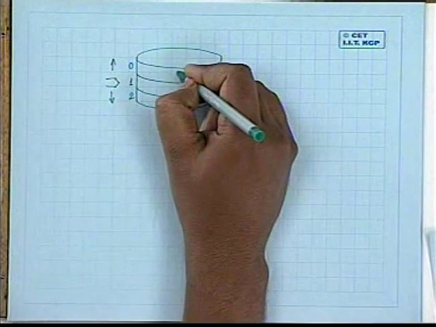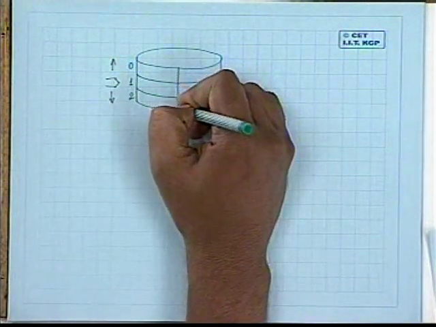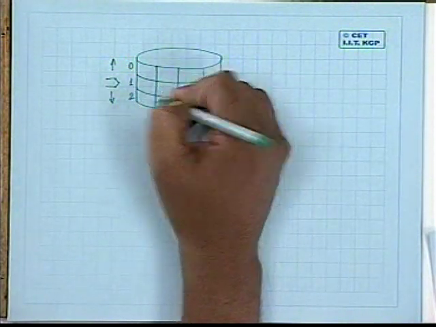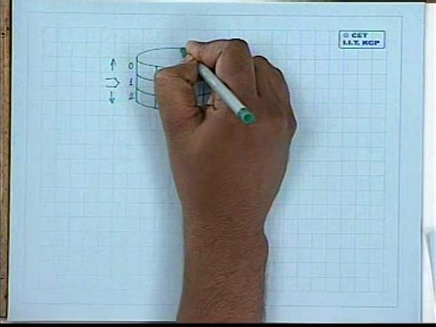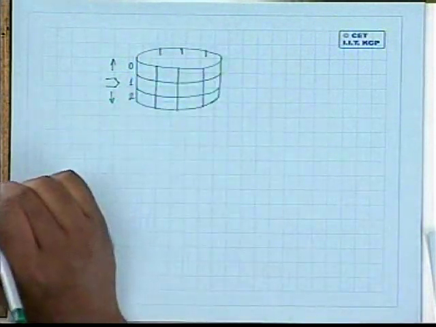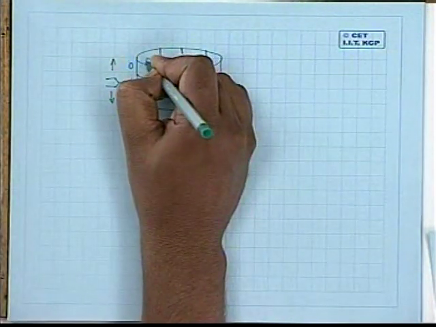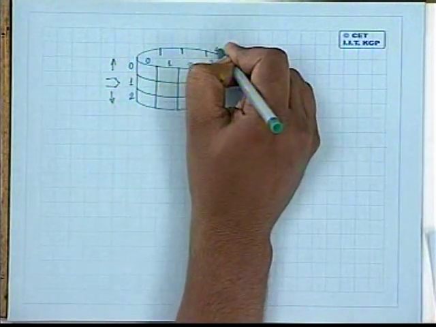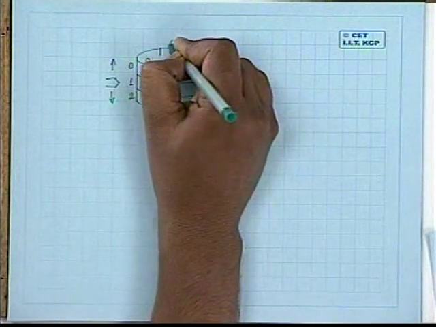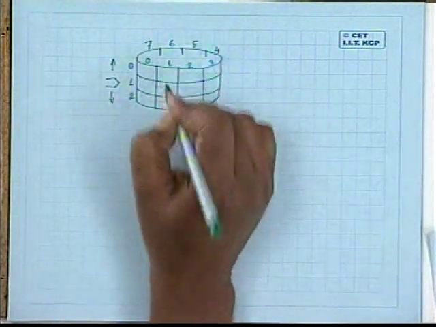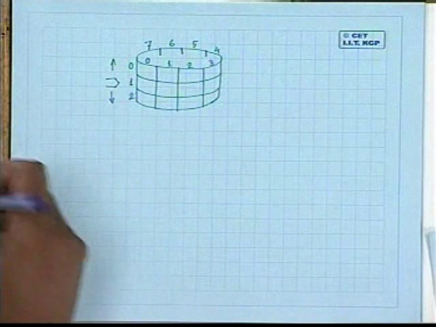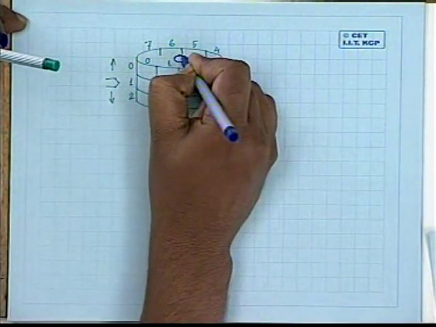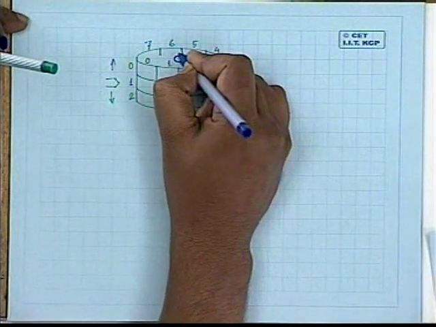On these tracks, data are placed in the form of blocks. Say like this. Suppose this is the situation. This is block number 0, block number 1, block number 2, block number 3, block number 4, 5, 6, and 7. And suppose the disk, or the drum, rotates in the clockwise direction. So this is the direction of rotation.